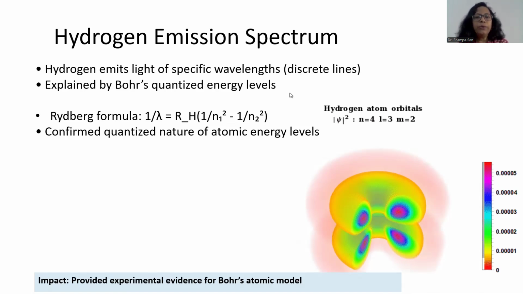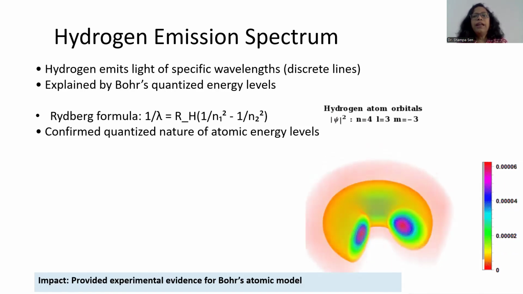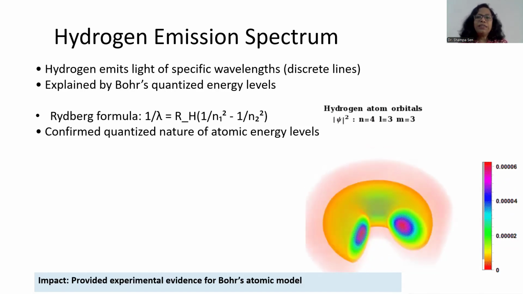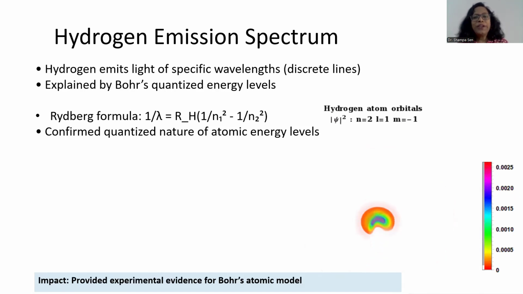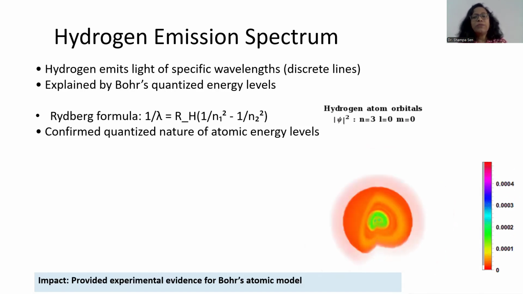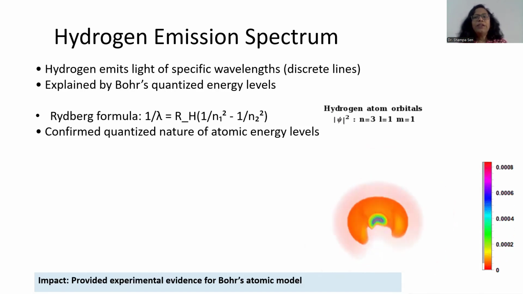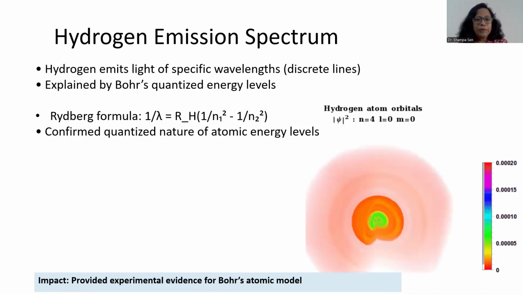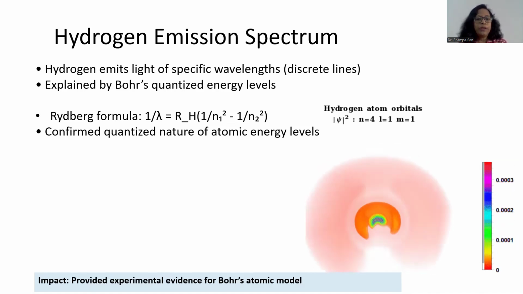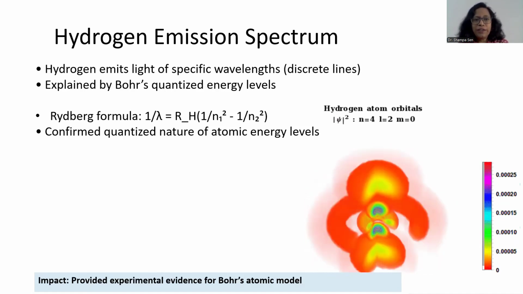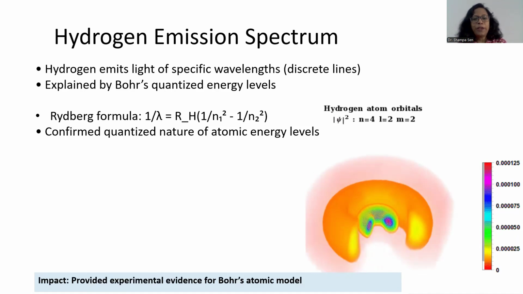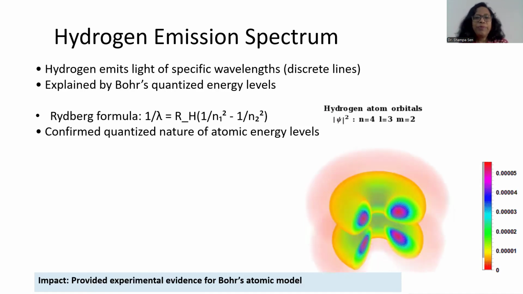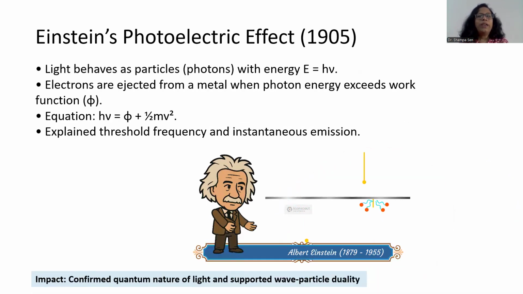Now, in the video, you can see N, M, and L are mentioned. These are different quantum numbers. We will go through them in detail in our later slides. And also you can see chi square is shown. This is the wave function that will be explained in the quantum mechanical model. And this present model, Bohr's atomic model, provided this Rydberg formula and hydrogen emission spectrum. This provided experimental evidence for Bohr's atomic model. Let us move on to the next one.